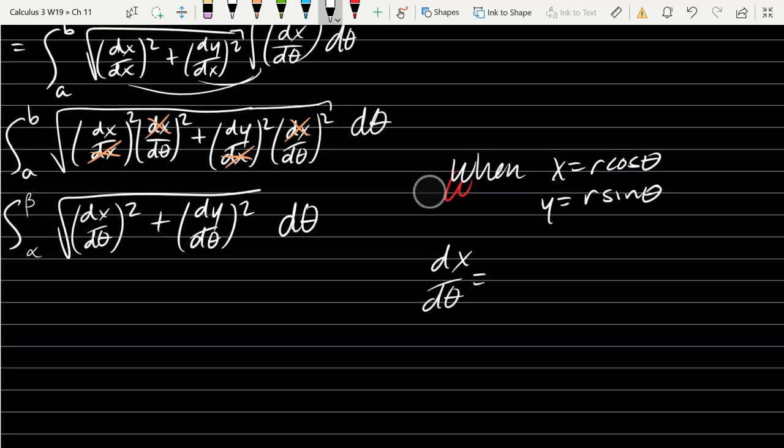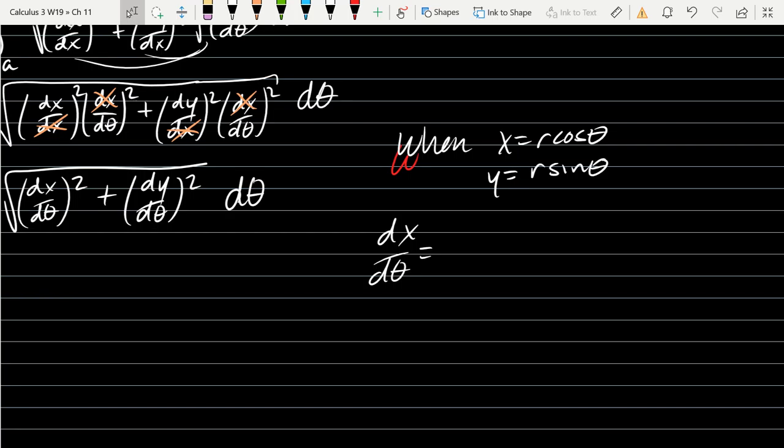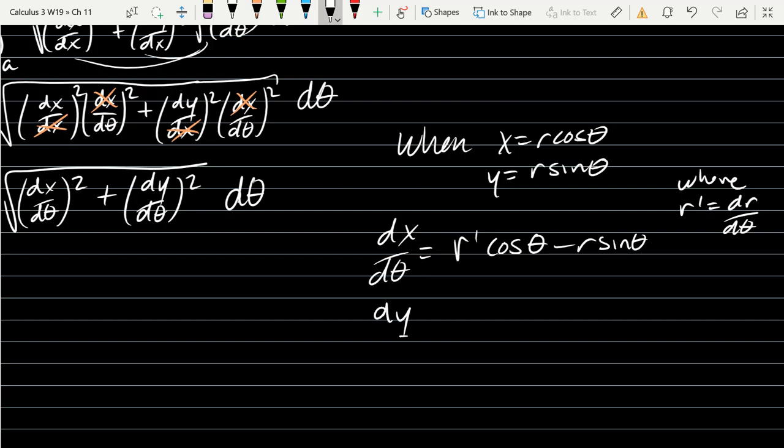So I'm going to find dx over d theta. I think we did this already, but we'll do it again. So I'm going to have r prime cos theta. Remember, r is a function of theta, so I'm taking a theta derivative. r prime means dr d theta. So r prime cos theta minus r sine theta. And dy d theta is r prime sine theta plus r cos theta.